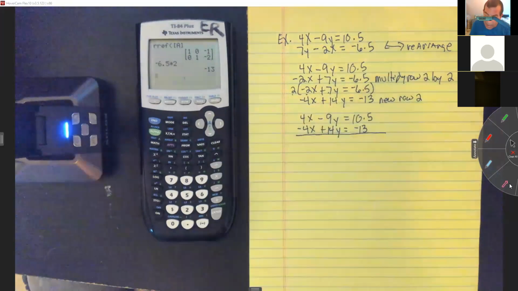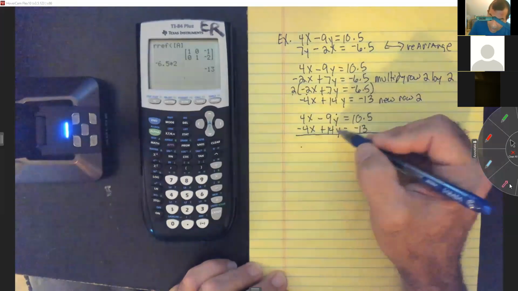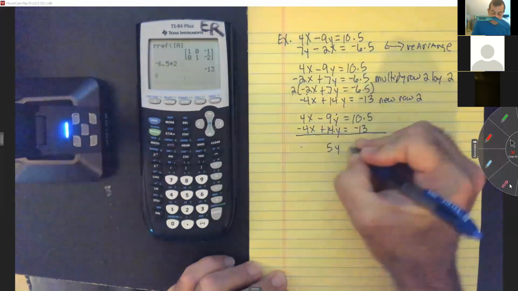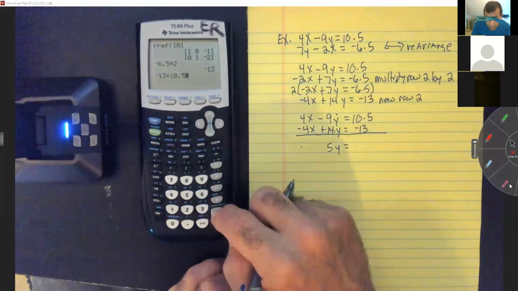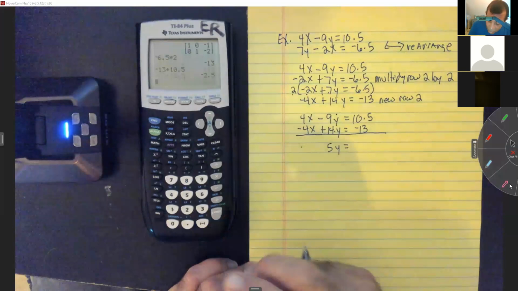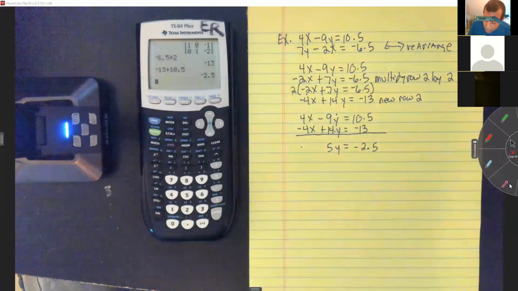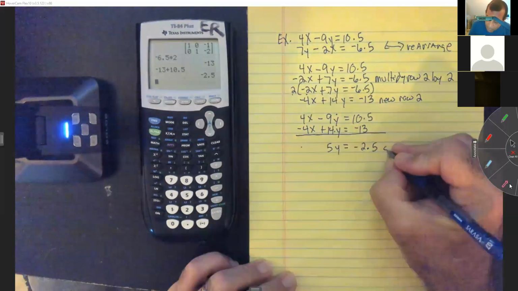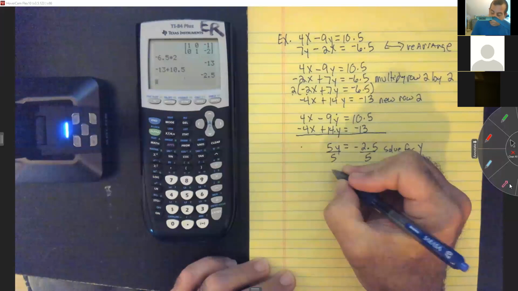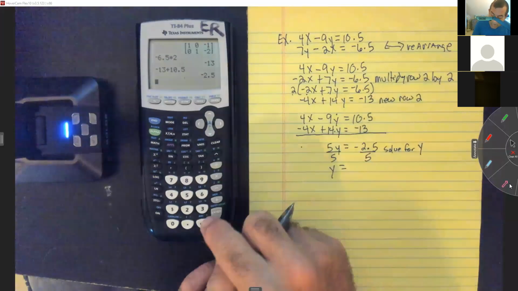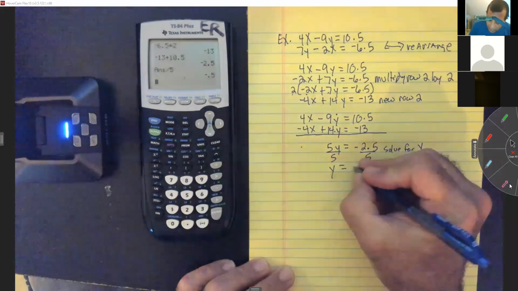Okay, so now we get the x's to cancel. Negative 9y plus 14y gave me 5y. And then negative 13 plus 10.5 is going to give me a negative 2.5. All right, so now down to one variable, solve for the y. So we'll divide both sides by 5. So that cancels, give me 1y, and then a negative 2.5 divided by 5 gives me a negative 0.5.